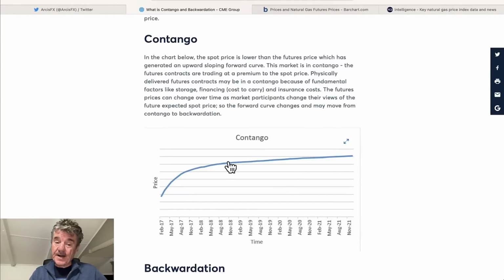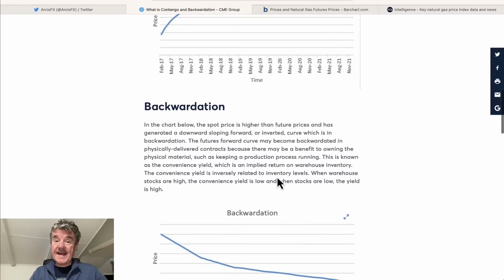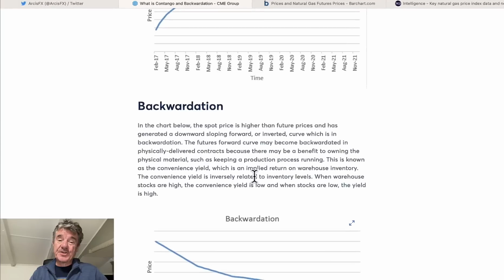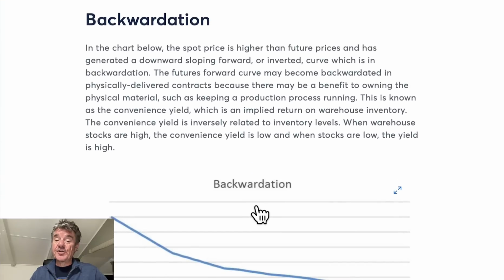You can see the spot price, or the current futures contract price, is lower than those contracts moving ahead into the future. Backwardation, on the other hand, is kind of the inverse of that. In the chart below, the spot price is higher than the futures price and has generated a downward sloping or inverted curve, which is in backwardation. The futures forward curve may become backwardated in physically delivered contracts because there may be a benefit to owning the physical material, such as keeping a production process running.